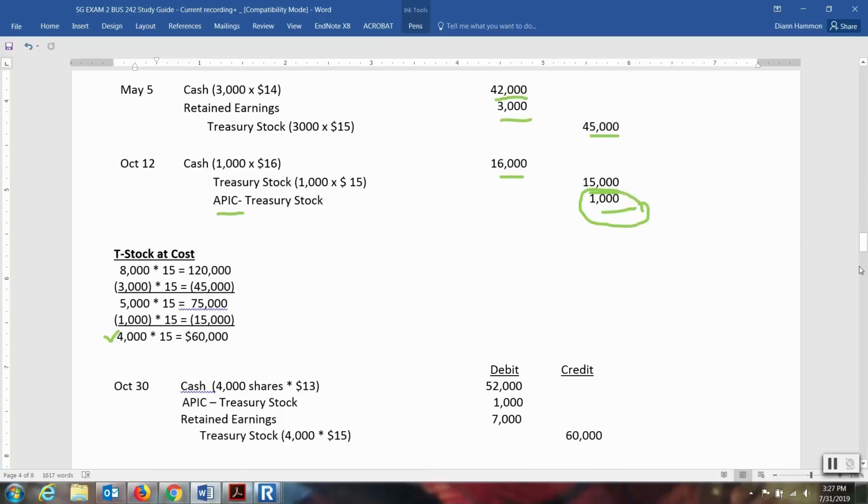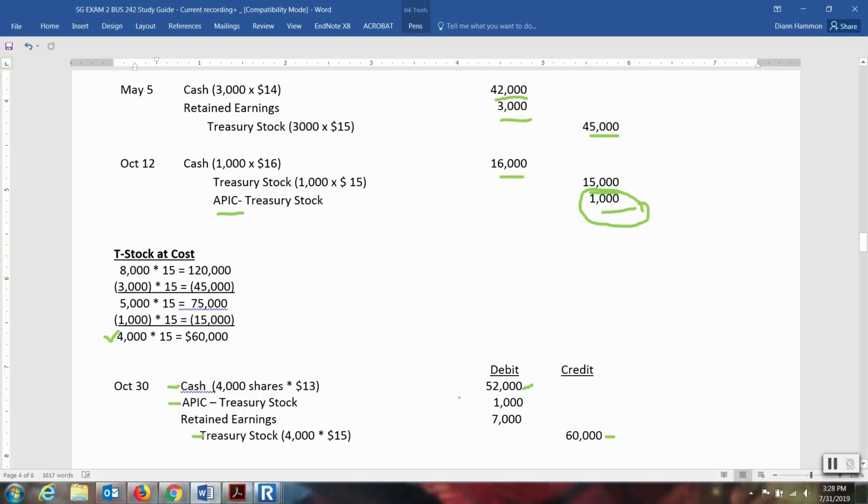Here would be the entry to record this last transaction. So cash, 4,000 shares at $13. Cash received, $52,000. Now, we got that part. Let's go down and remove that treasury stock. We have that on the books at $60,000, so we're going to have to credit that account. We knew we had the cash coming in. So we are short. At that point, we would have had a debit of $52,000 and a credit of $60,000.